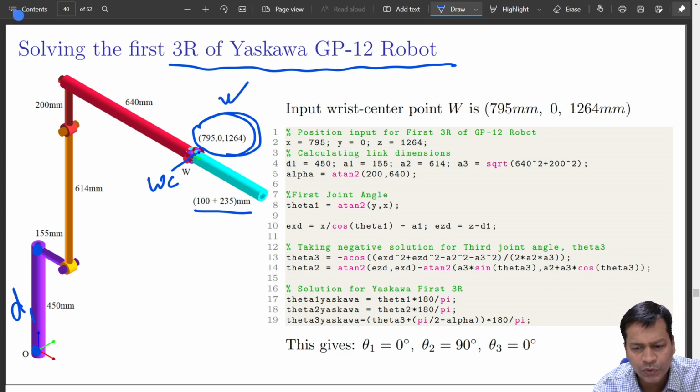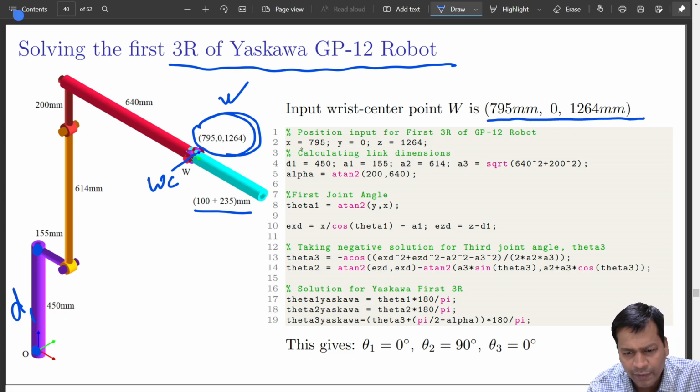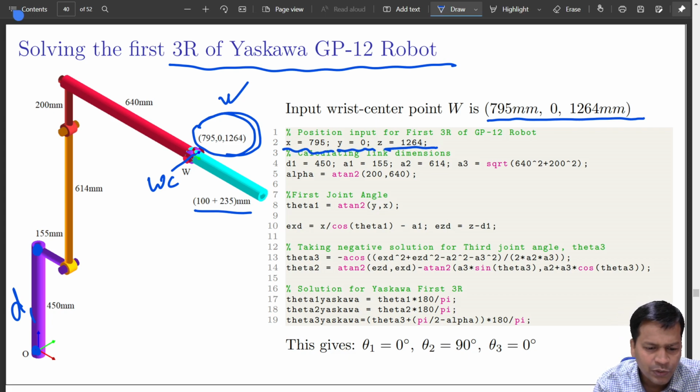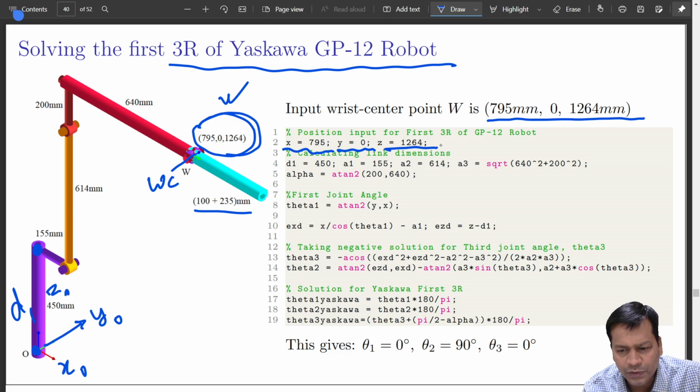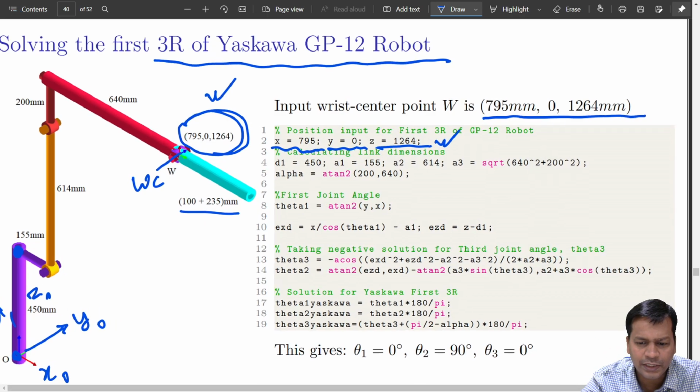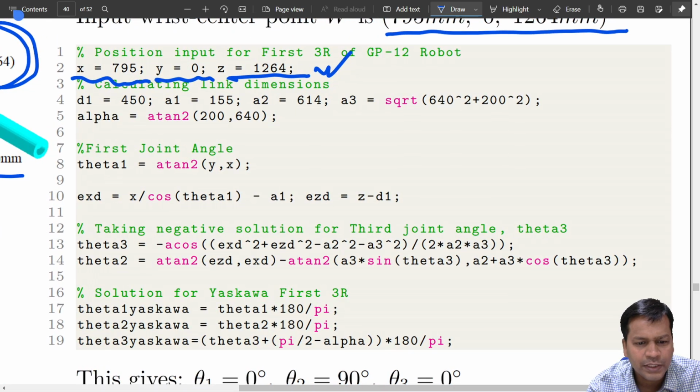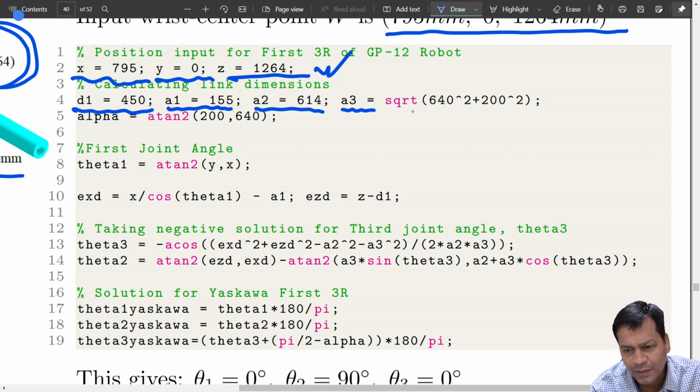Okay, so using that, I have simply used the MATLAB code which looks like this. Okay, I have taken input as x, y and z. This is in the sagittal plane, so there is no y axis change. This is your z0. So this is how you calculate the first point. Let me just zoom it out. Okay, so this is your D1, I won't use it. This is A1, this is A2, this is A3, basically square root of 640 and 200.